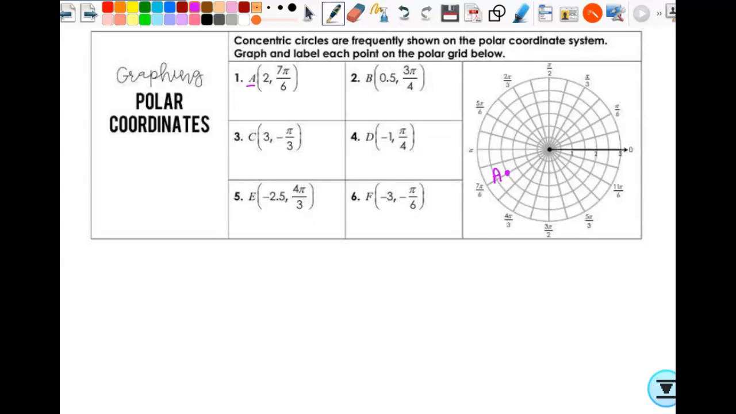All right, so I want you to do B. Plot point B. So to do B, I'd go out to 0.5, rotate around to 3 pi fourths, and I would end up right there. Agree with that? You should be able to find where pi fourths is on your circle just fine.